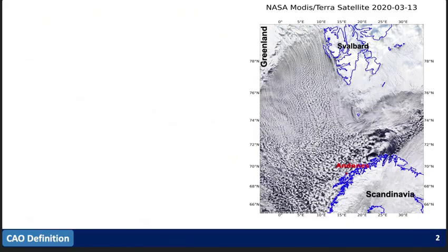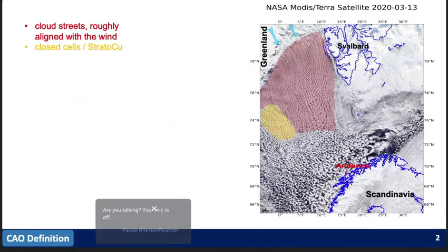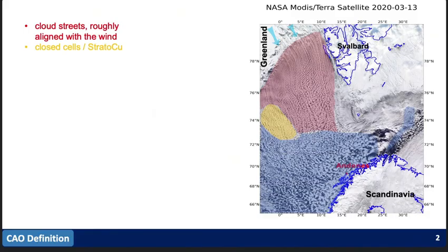Typically we have three types of boundary layer clouds during the CAO. The first, the red region, is called cloud streets. They are aligned with the wind direction, more like a cell row structure. As they continue to develop, they convert to cloud cells, which are more like overcast stratocumulus. As they continue to develop, they become open, like in the blue region here. These are called open cells, more like cumulus. So that's one way we can identify CAOs from the satellite figure.